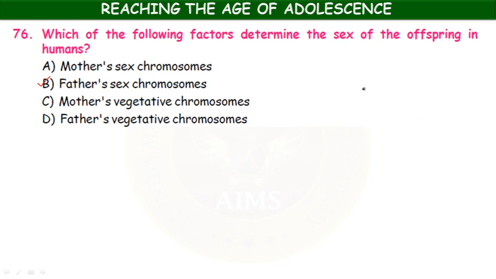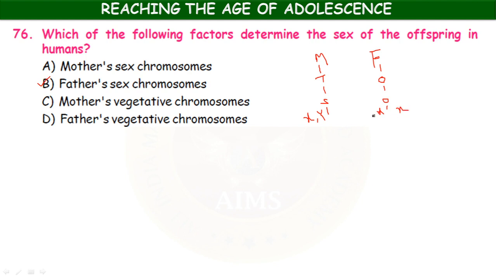So here, male, female. What is the male reproductive organ? Testis. What is the female reproductive organ? Ovary. The testis produces spermatozoa and the ovary produces ova. Some of the sperms contain the X chromosome and some of the sperms contain the Y chromosome. Whereas all ova contain only X chromosomes.